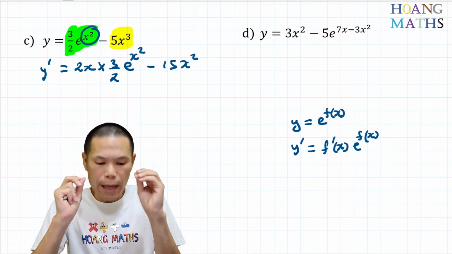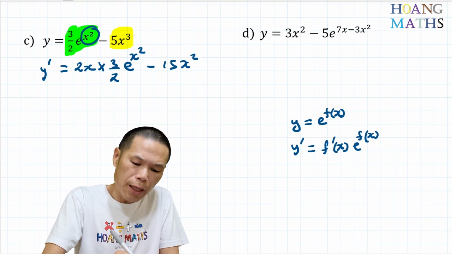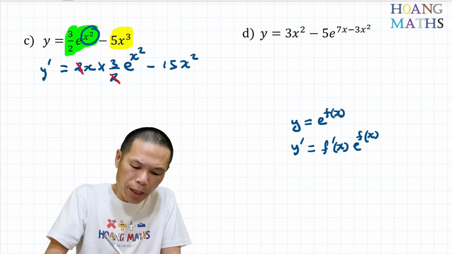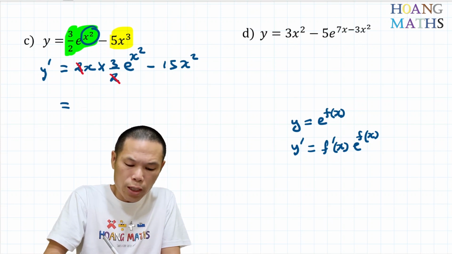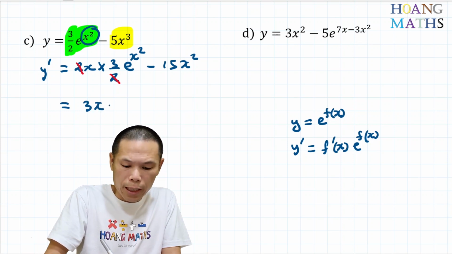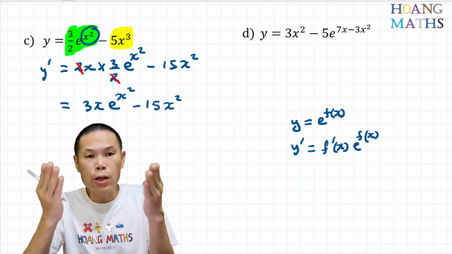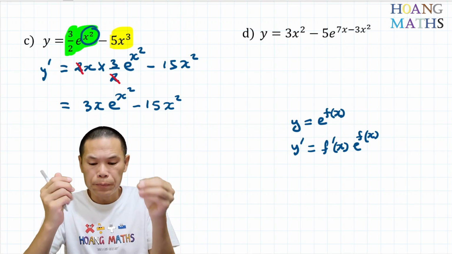So there you go. Now I just simplify this a little bit further. So this one here, these 2, you can cancel out. So now it becomes, and x times 3 is 3x, and then e to the x squared, and minus 15x squared. So there you go. Last one.